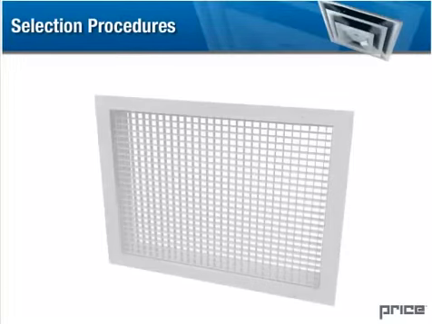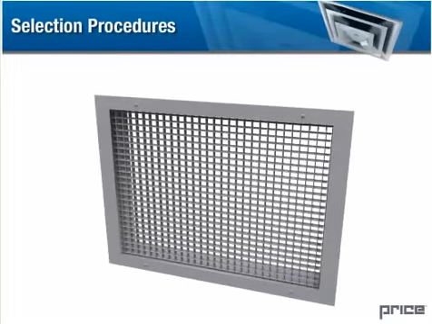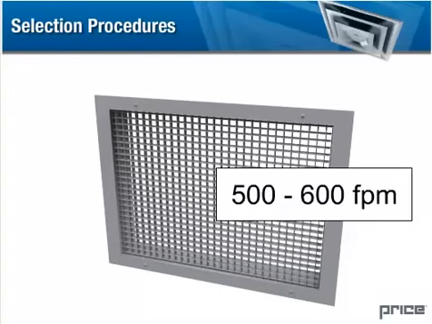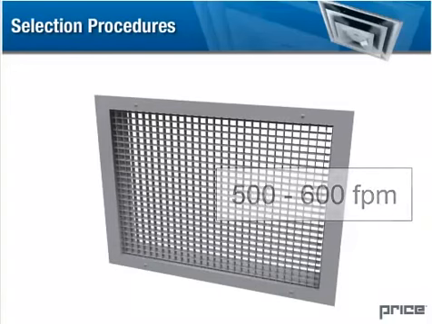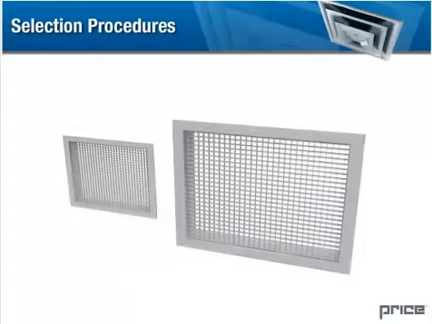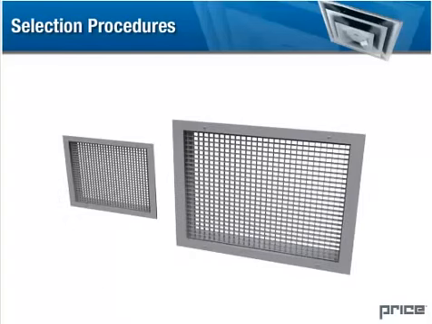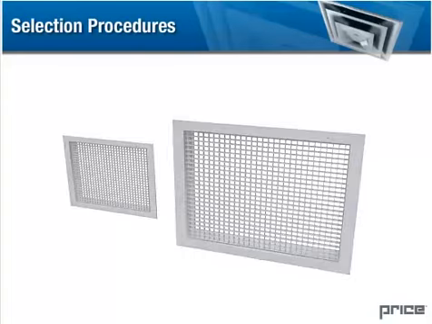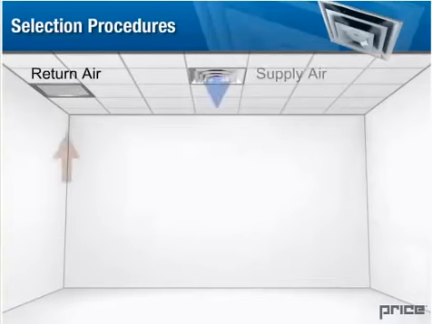Return grills. Return grills are typically selected for core velocities of 500 to 600 feet per minute. This will result in sound levels of NC 35 or less. The volume of air passing through the return grill is going to depend on the type of room the grill is to be installed in. In a standard office or similar application, the return air volume will match the supply air volume.